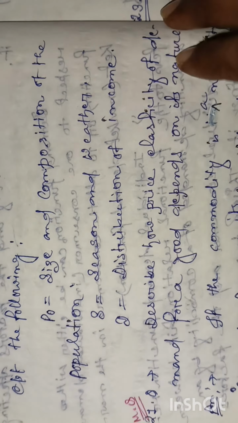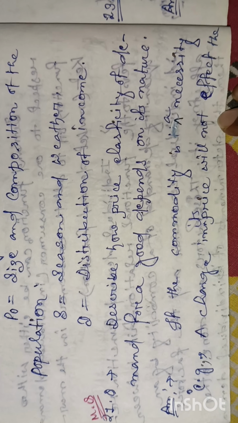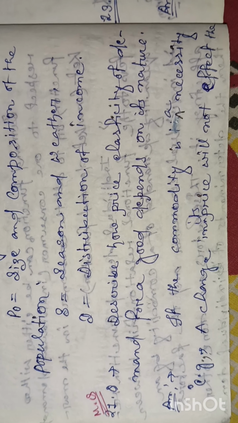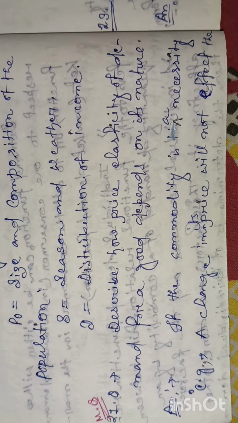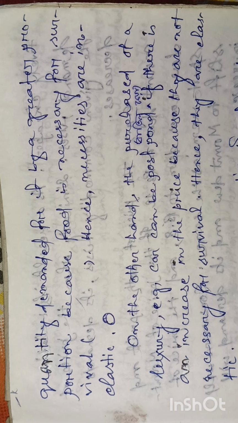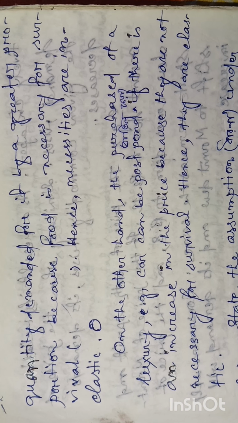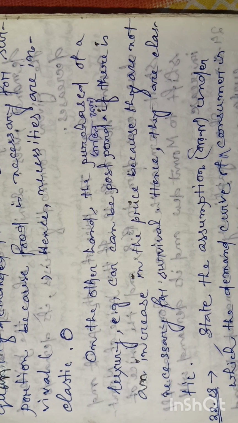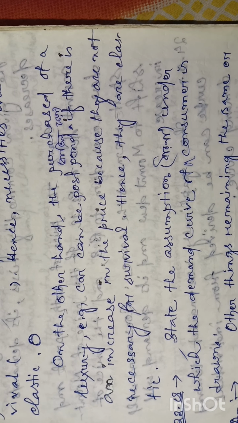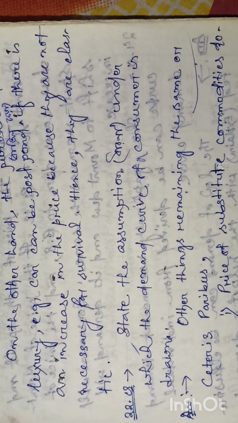Then describe how price elasticity of demand for a good depends on its nature. If the commodity is a necessity, for example food, a change in its price will not affect the quantity demanded for it by a greater proportion, because food is necessary for survival. Hence, necessities are inelastic. On the other hand, the purchase of a luxury, for example a car, can be postponed if there is an increase in the price because they are not necessary for survival.